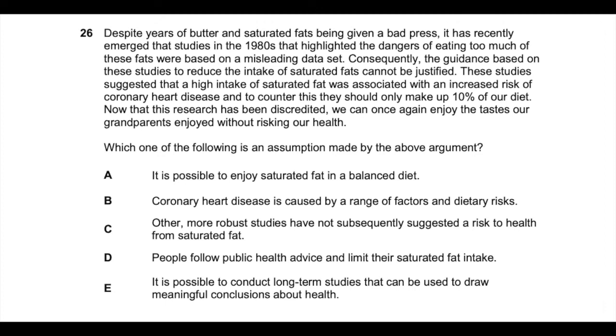The passage argues that because studies in the 1980s that suggested negative health effects of saturated fats have been discredited, we should be able to freely enjoy saturated fats in our diets without worries of negative health effects. The major assumption made by this argument that was not mentioned in the body of the text itself is that there have not been subsequent studies that are based on solid evidence showing the negative health effects of saturated fats.